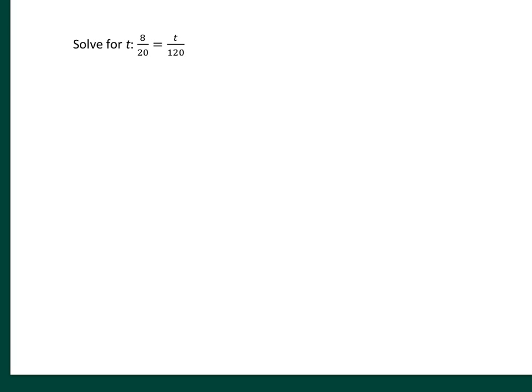So what we're going to do is look at the cross products. If this is true, then 8 times 120 is going to equal 20. Actually, I'm just going to write that the other way around so that it looks more like the examples that we just did. Let me erase that. I'm going to do the other cross product first. So I have 20 times t equals 8 times 120. It really doesn't matter whether your t is on the left or on the right, but the two examples we just did had the t on the left, so this will make it a little bit easier.